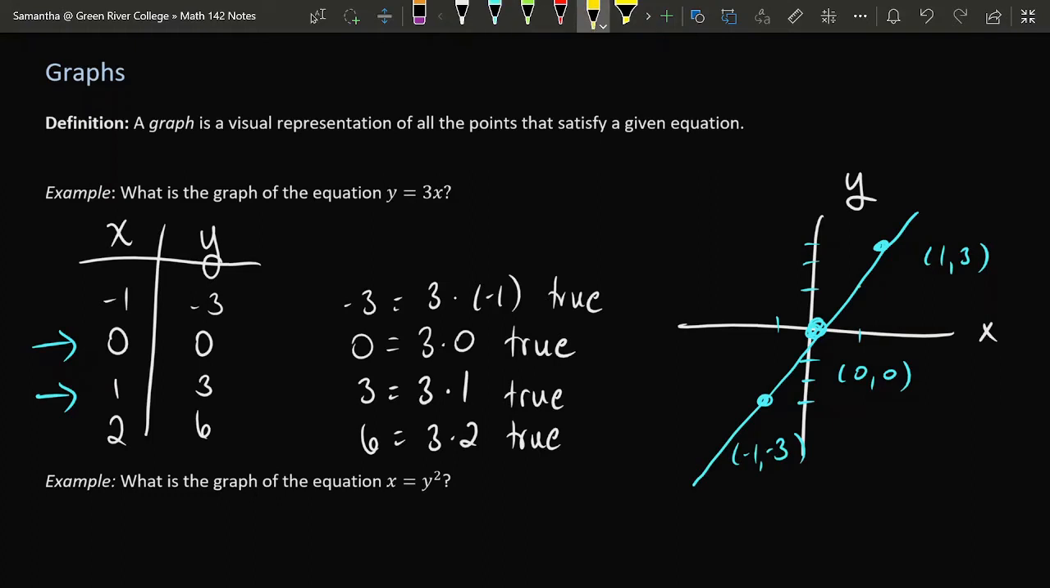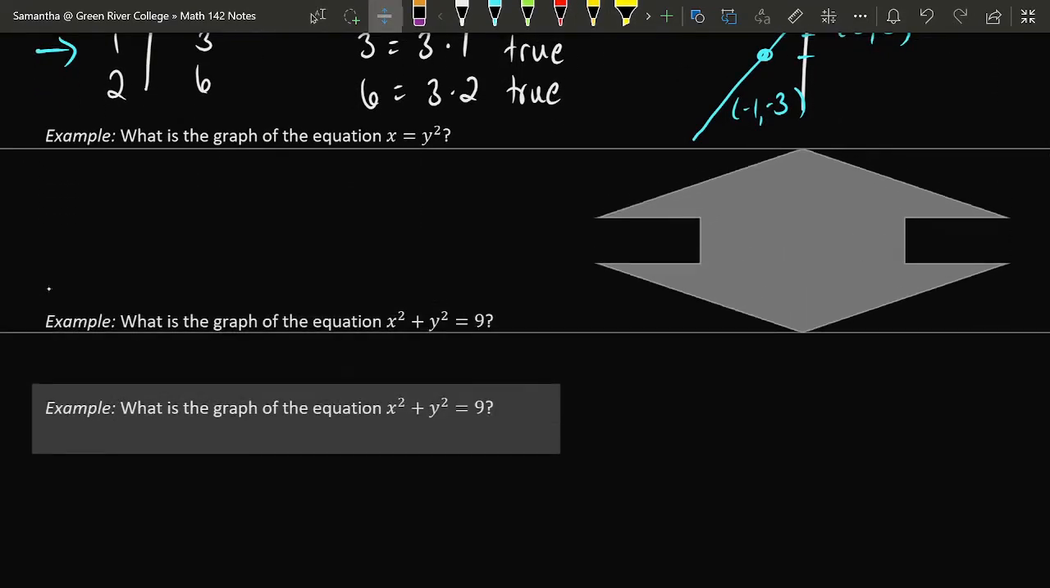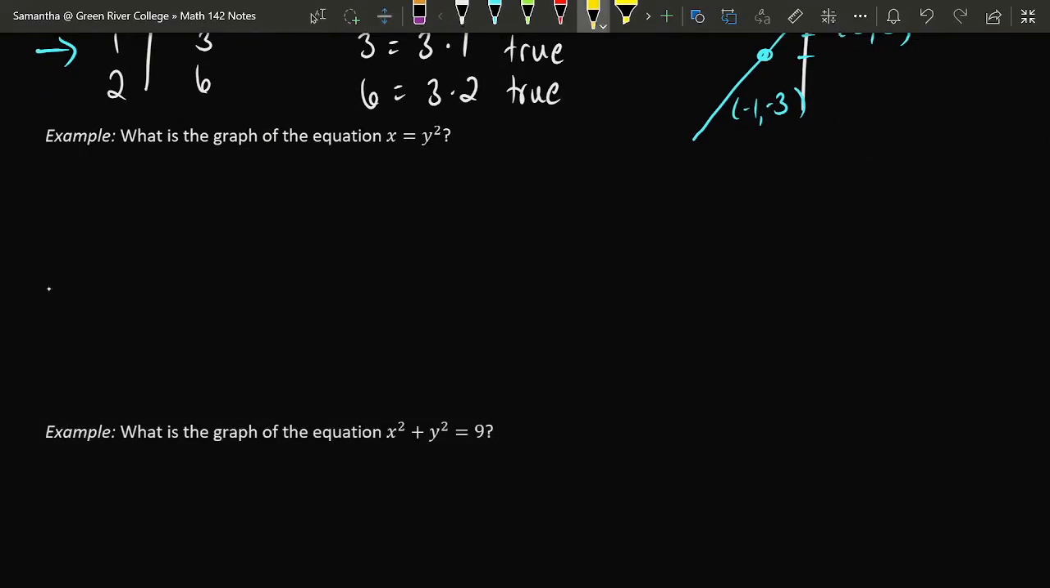Any point on this line represents a pair of numbers, x, y, which, if plugged into this equation, would give you a true statement. Using that same reasoning, we could construct the graph of something like x equals y squared. What are all the pairs of numbers that make this equation true?